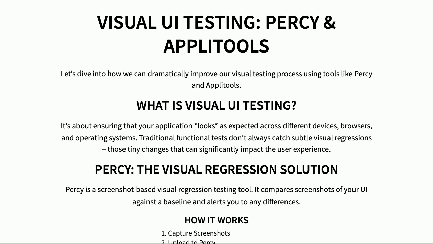Applitools takes things a step further, using AI to detect even minor visual tweaks that a regular pixel-by-pixel check might miss. They can handle different devices, browsers, and resolutions all at once, making the testing process much more efficient and reliable. Think of it as catching those little oops moments before they impact your users.